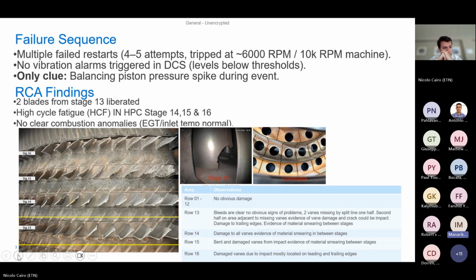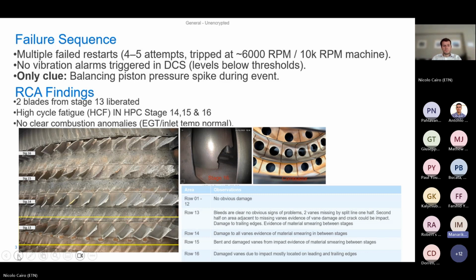Okay, so I will go through the failure sequence briefly. In Leiden GT2, we had multiple failed restarts. 4 to 5 attempts have been made, and it tripped between 6,000 to 7,000 RPM. This is a 10,000 RPM machine. It's an LM2500 plus from GE. No vibration alarm has been triggered during the event. Levels have been really low, so we didn't have any indication. However, the only clue that we had for the operations was a balancing piston pressure spike during the event.